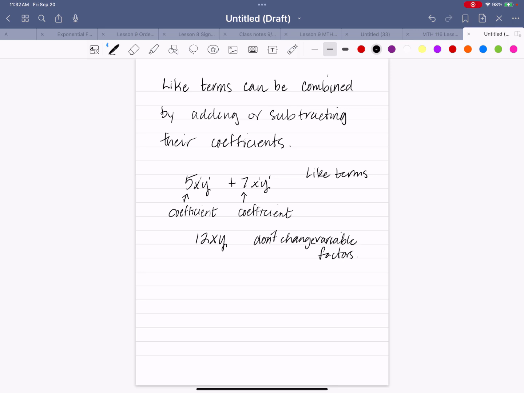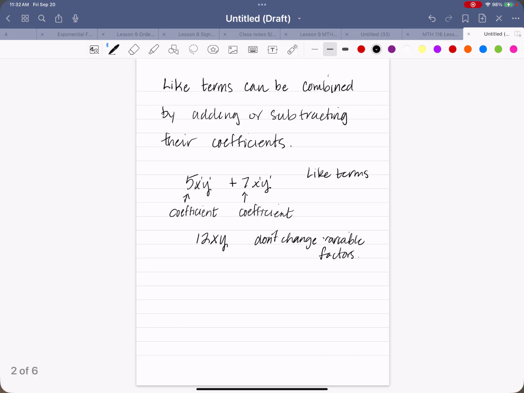We don't change the variable factors. We do not change them, so we don't add exponents or anything like that. So 4x squared minus 10x squared is going to be, and I'm going to put it in parentheses for a minute, 4 minus 10 times x squared. Because all we're going to do is combine those, and 4 minus 10 is a negative 6x squared. And notice I don't change the variable factor at all. It's going to stay exactly as it was.